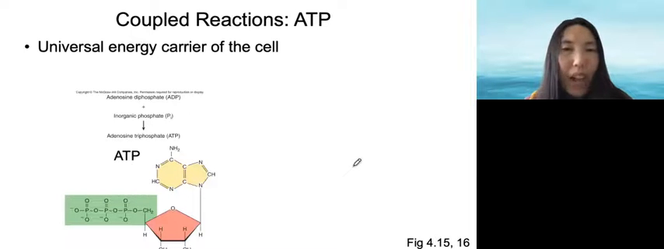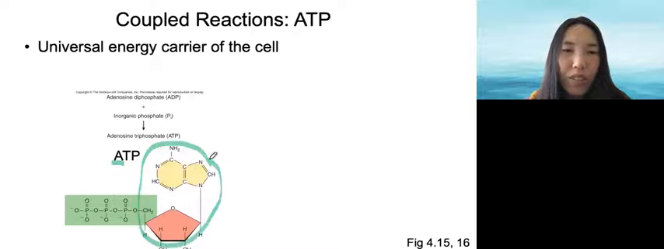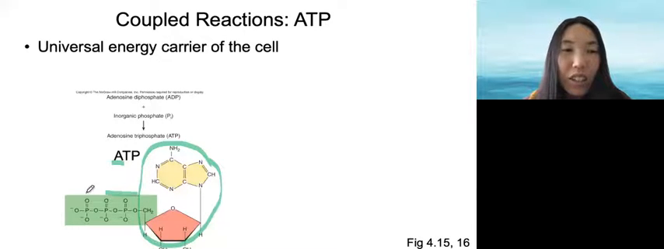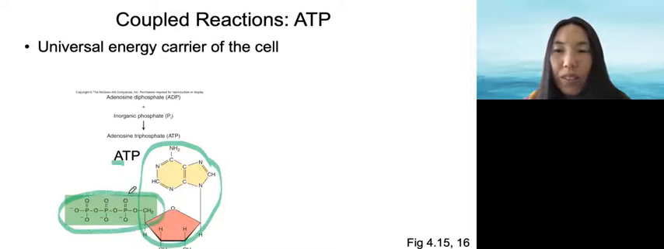As a note, ATP stands for adenosine triphosphate. A is for adenosine, which is this molecule right here. T is for tri, and P is for phosphate. It is basically an adenosine molecule with three, tri means three, phosphates attached.